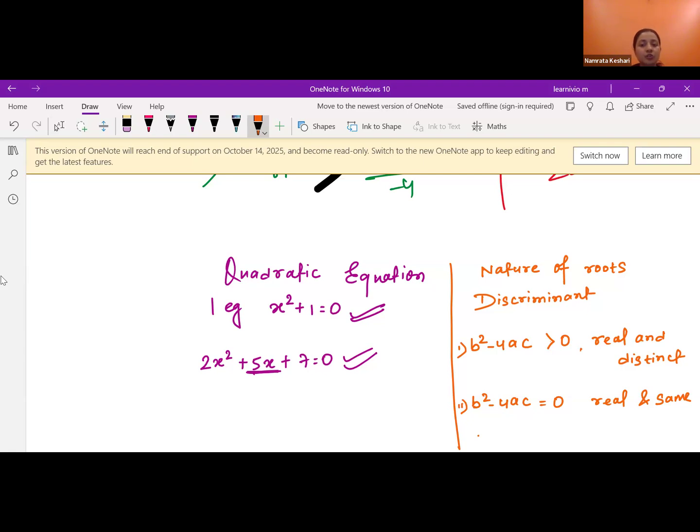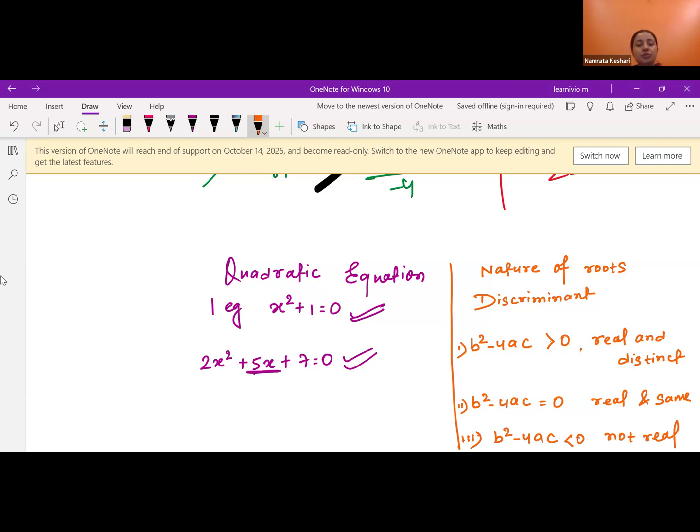Okay, and the third rule over there was if b square minus 4ac is smaller than 0, then roots are not real. Can you recall? Yes, Abdul, can you recall these three rules from there? Yes, teacher, I can remember.